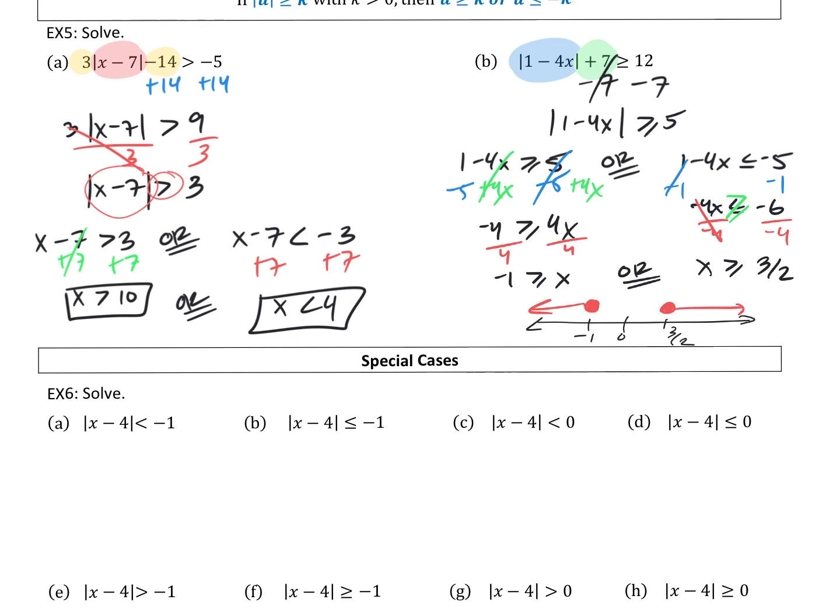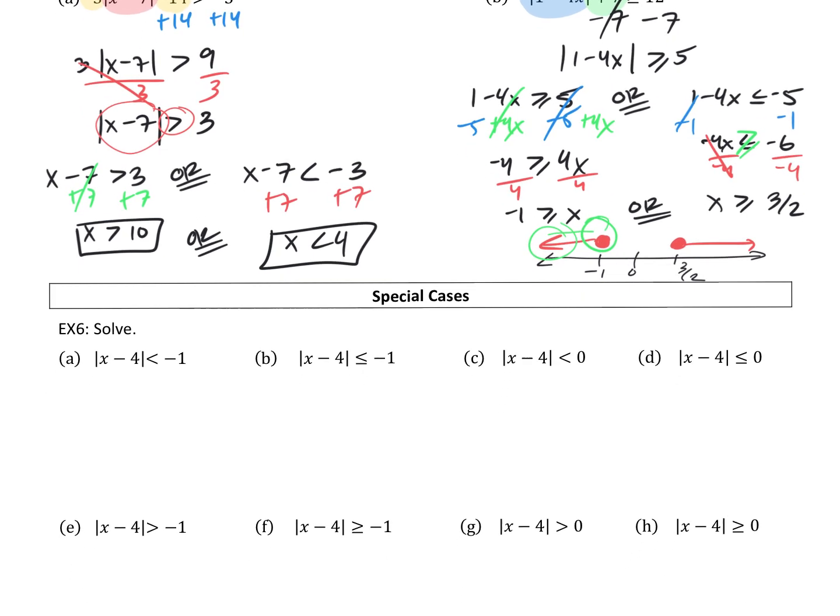So how would I graph this in interval notation? Well, starting with that negative infinity, we continue until we hit negative 1, include it, so we use that bracket. Union, use a little bracket, 3 over 2, and we continue on till positive infinity. All right, okay, I'm going to go ahead and erase my interval notation.